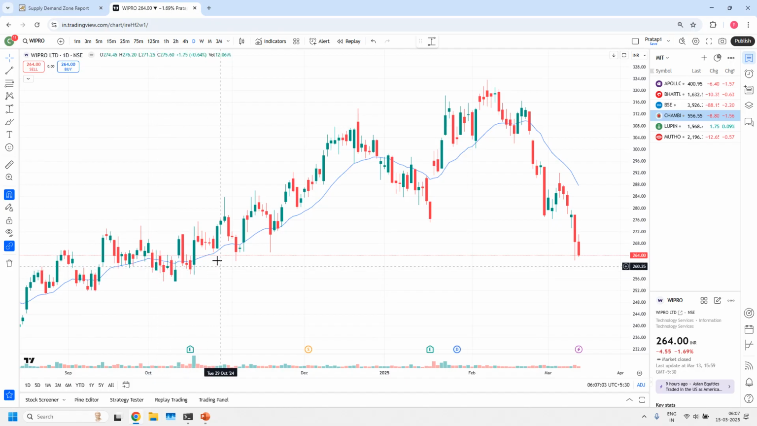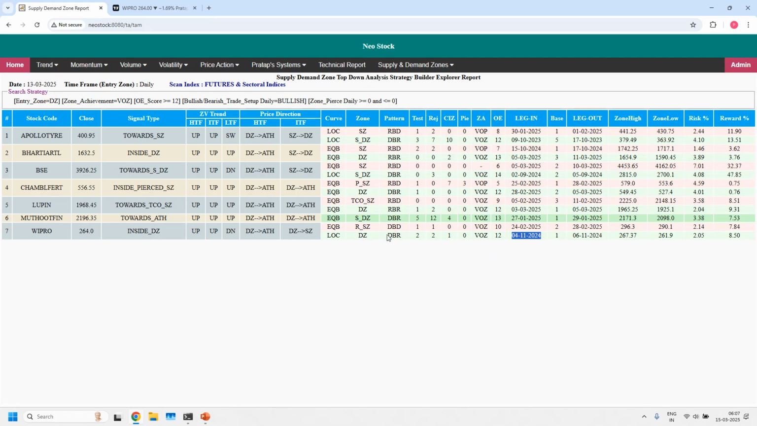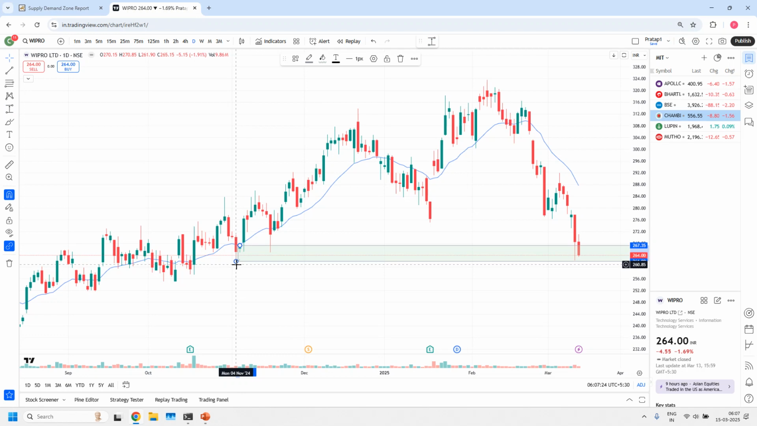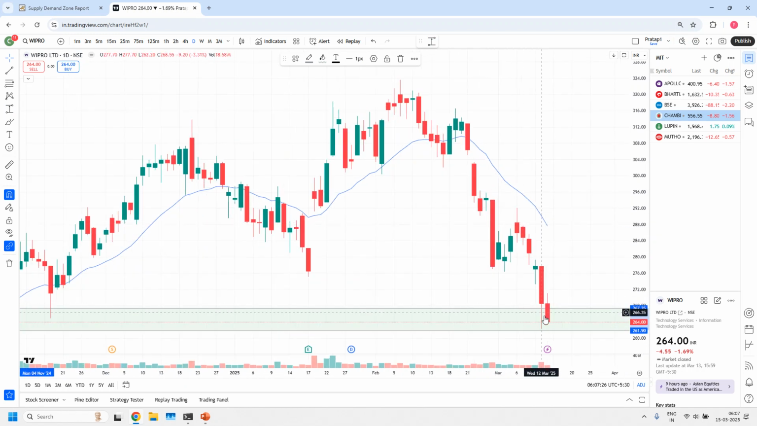Sorry, this is October I am saying. I have to see in November. This is 4th November. Drop base rally. Is it drop base rally? Yes. Drop base rally. So let us draw. The lowest wick is the leg-in. So till the leg-in lowest we have to draw the zone. This is the way.